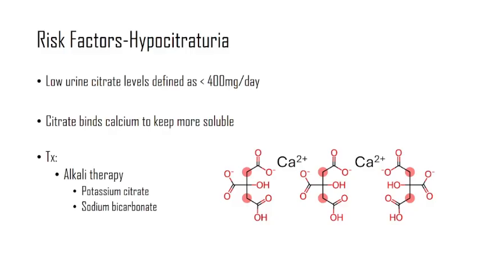So hypocitraturia is defined as a urine citrate of less than 400 milligrams a day in the urine. Again, this is citrate here in red, so it's a 6-carbon compound. It's actually a byproduct of the TCA cycle for oxidation of carbohydrates. Citrate can bind to calcium through these negative charges and keep it away from oxalate and phosphate. So the treatment is to try to raise excretion of citrate into the urine. We can do this by, again, giving alkali in the form of potassium citrate or sodium bicarbonate.